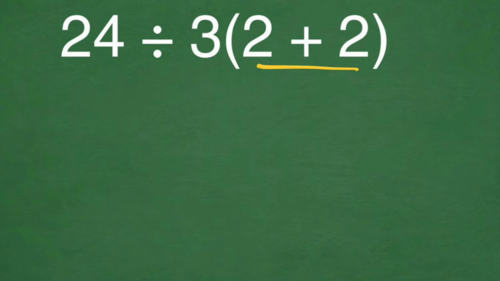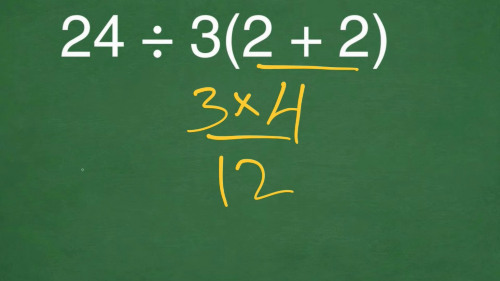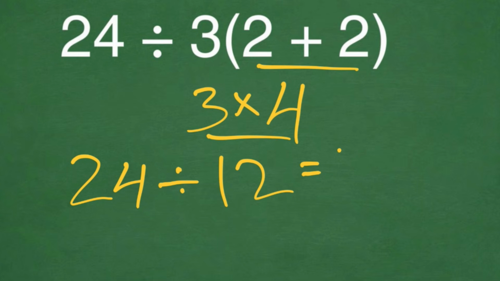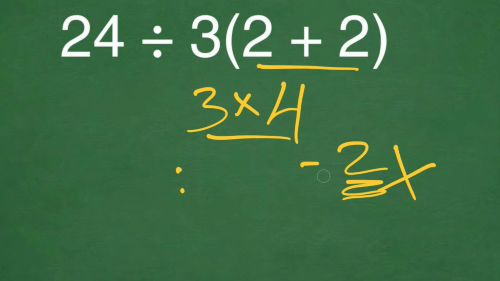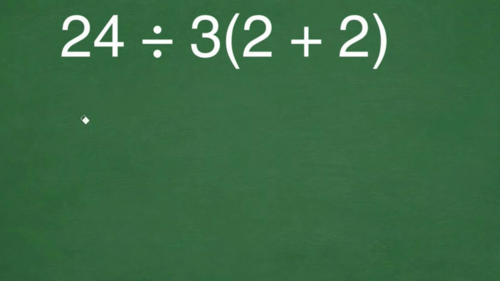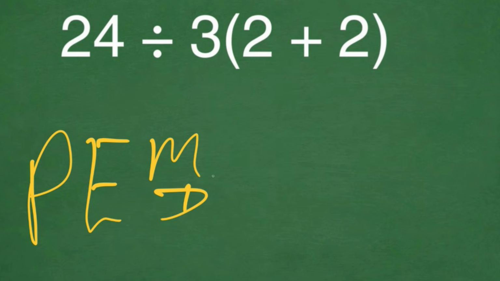2 plus 2 gives us 4, and 3 times 4 is equal to 12, and 24 divided by 12 is equal to 2. But this answer is not correct, because according to the order of operations, which is PEMDAS, which I will write here. So according to the rule PEMDAS, P stands for parentheses, E stands for exponent, M and D stands for multiplication or division, A and S stands for addition or subtraction.